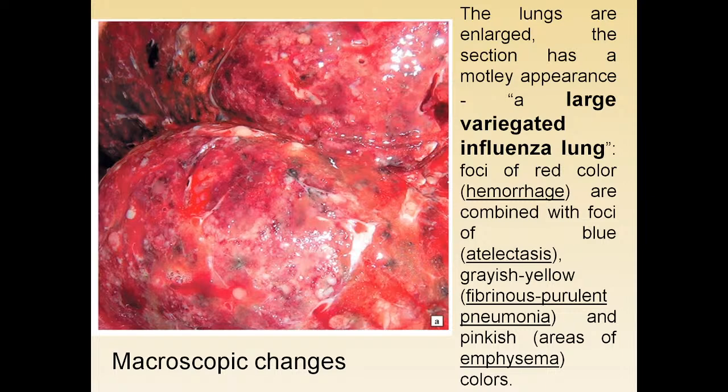Associated with fibrinous purulent pneumonia and formation of exudate. Fibrinous exudate or purulent exudate maybe. You can see on the surface purulent exudate in this zone, and a focus of emphysema, a whitish focus.